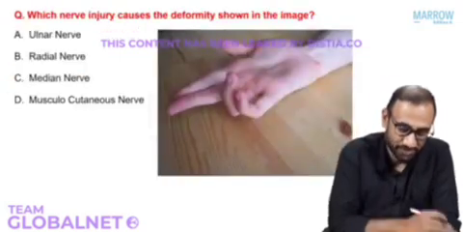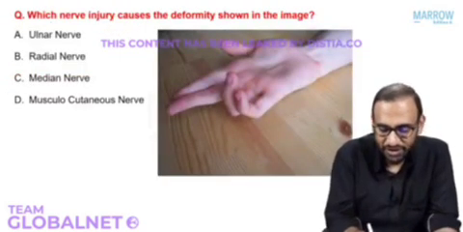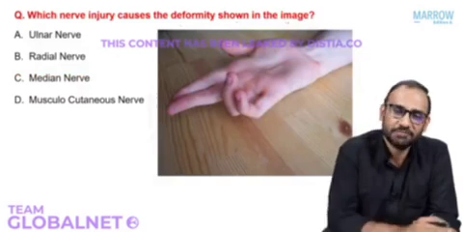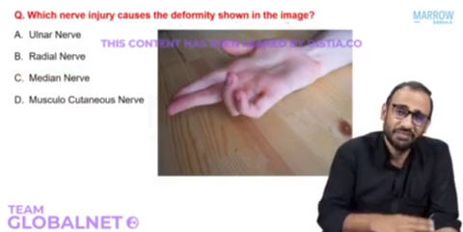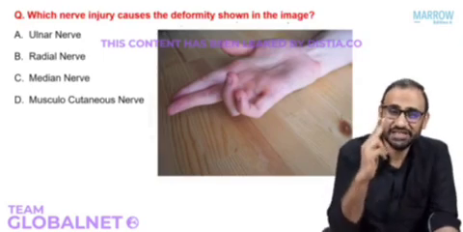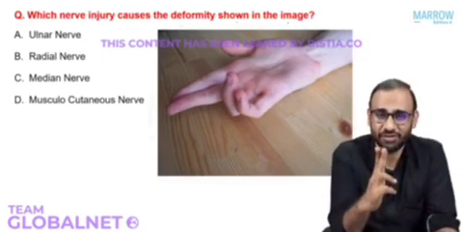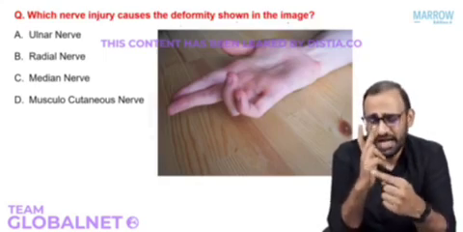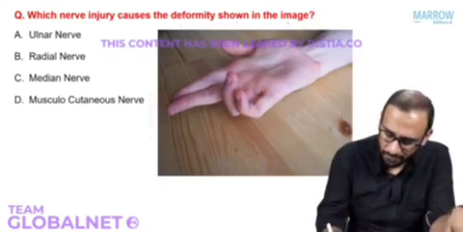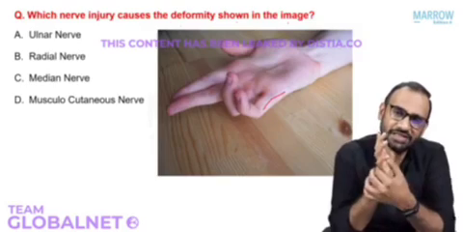Okay, axonotmesis. And which nerve injury causes the deformity shown in the image? What is this deformity? Please don't say benediction sign, Pope sign. In benediction sign, Pope sign, first of all, it's not a resting deformity. You ask the patient to make a fist. Second, the MCP would be flexed. Here, the MCP is extended. The MCP is in extension.